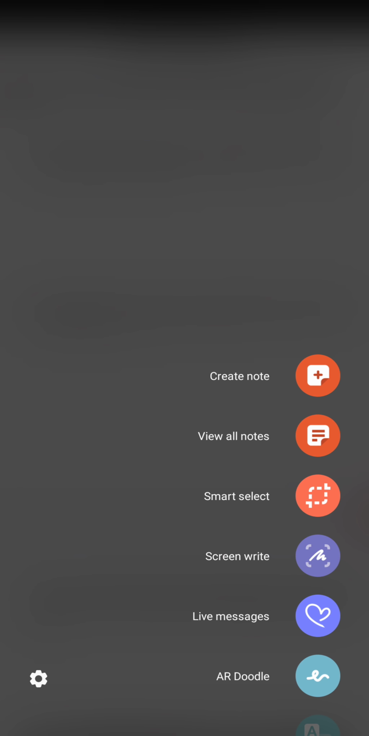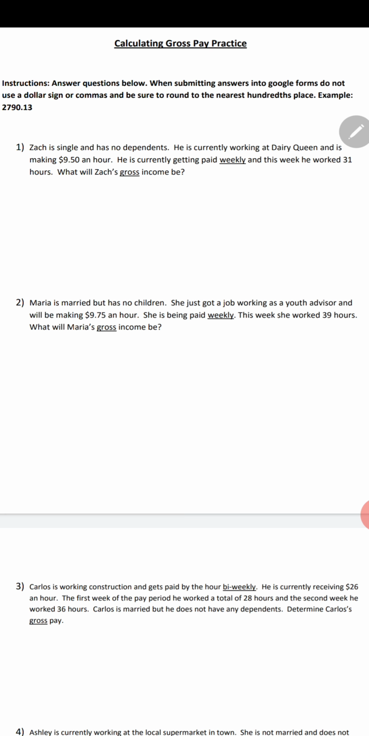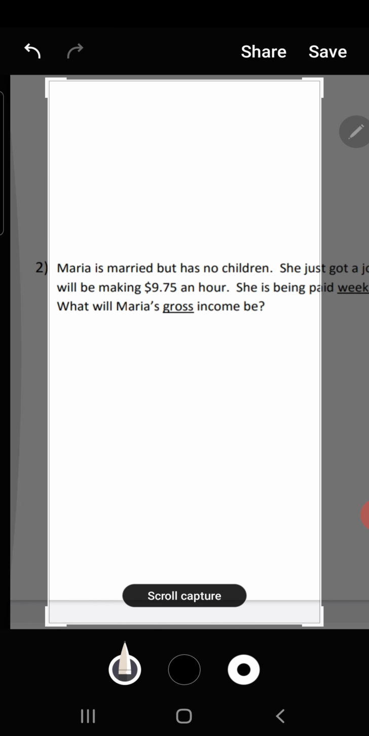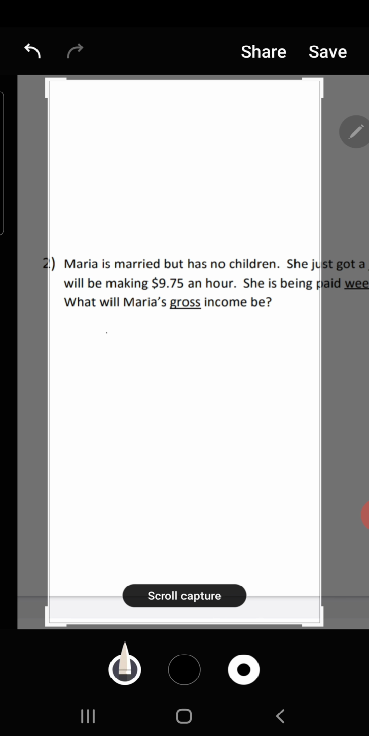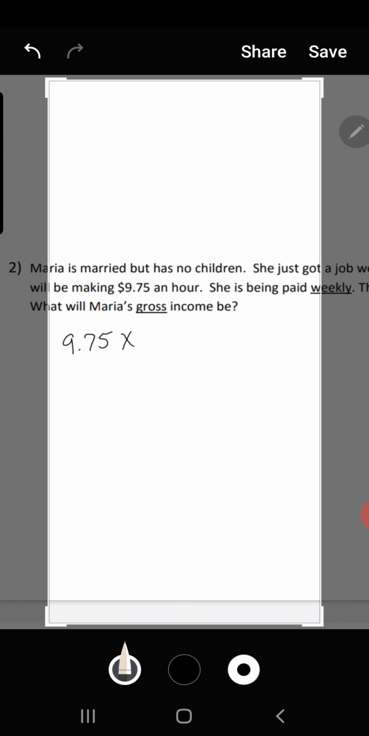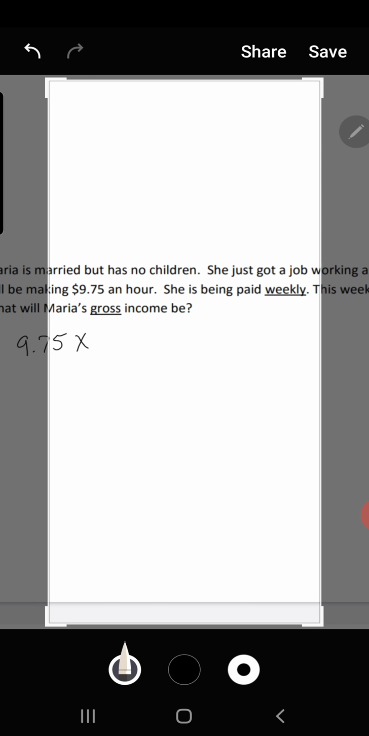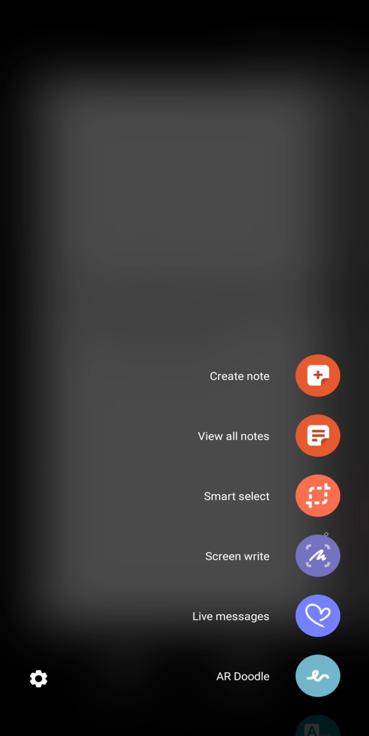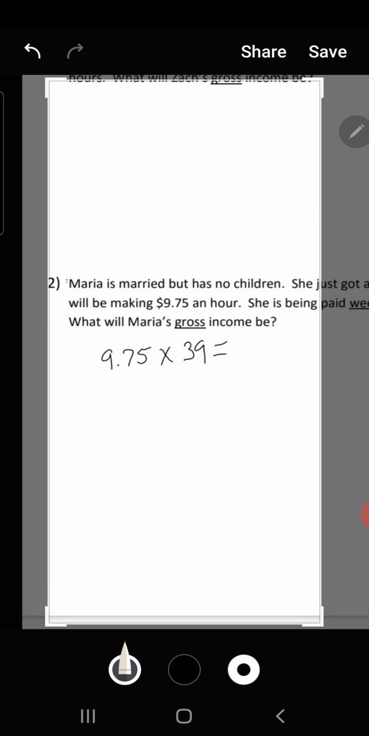So real quick, same thing here. Let's get a little bit closer. We're going to take 9.75 and multiply it. Take our rate, multiply it by the hours, so 9.75 times 39 hours. Let's take that over to the calculator.